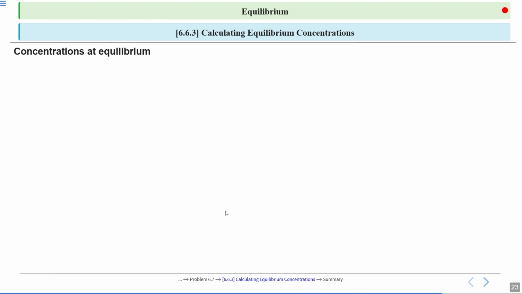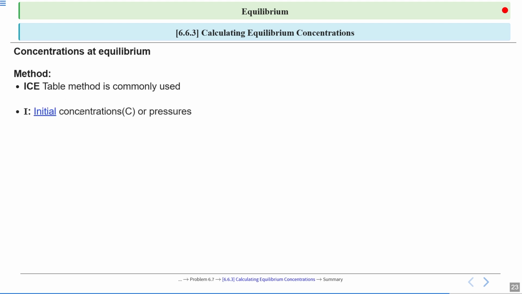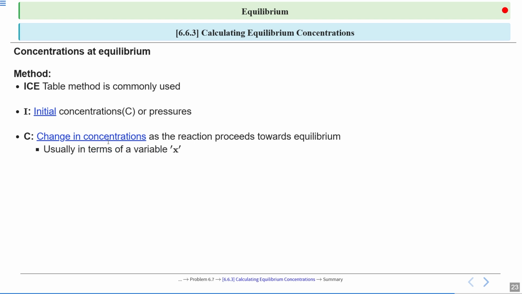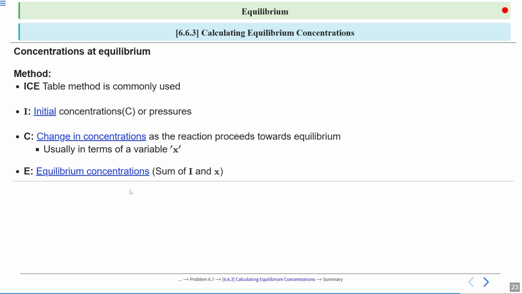Now let us calculate the concentration at equilibrium. So this is our third thing and the most important part, I would say. For that, we have a simple method known as the ICE table method. How is it used? You should know what I is. I is the initial concentration or pressure; it can be either of them. Then C is the change in concentration of the reactants, and this change is represented as X. And E is the equilibrium concentration, which is the sum of I and X.